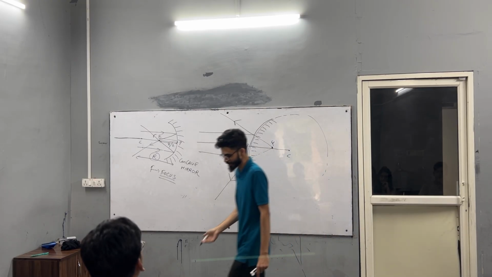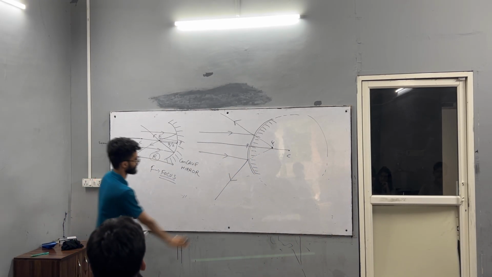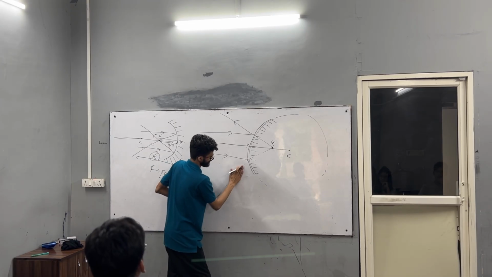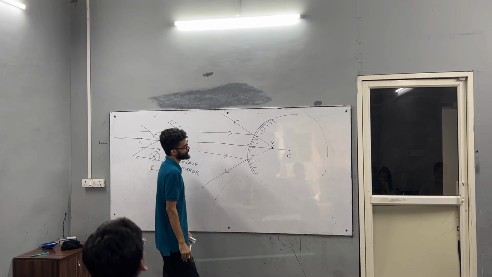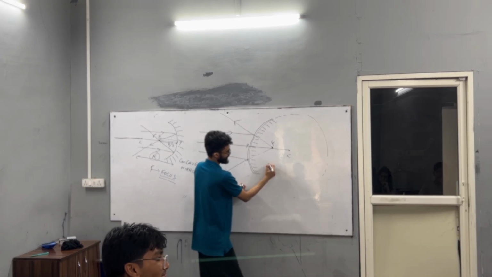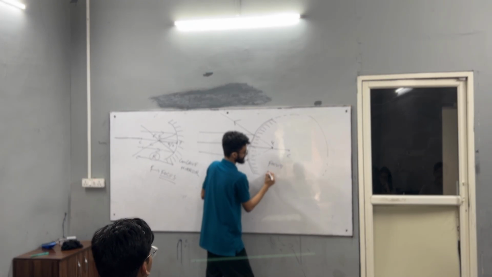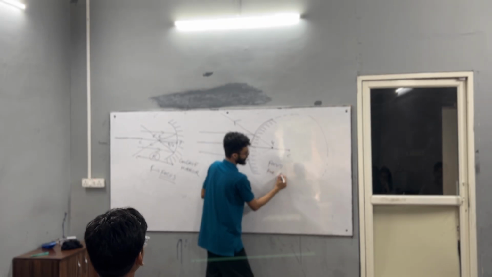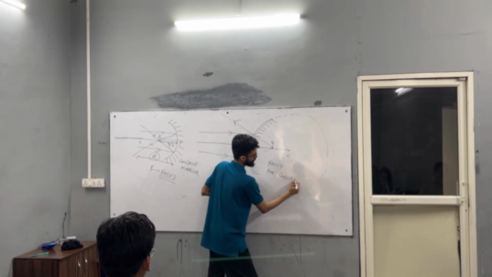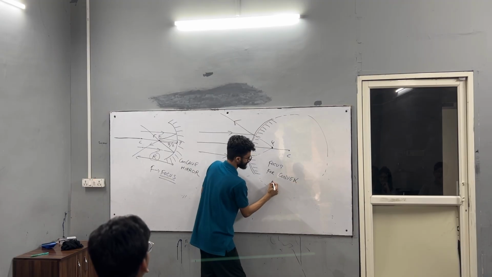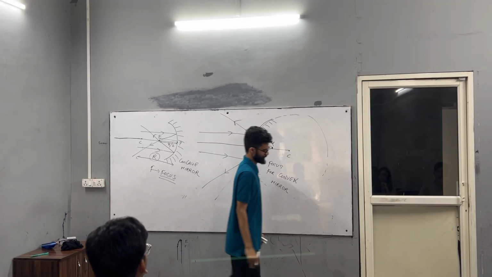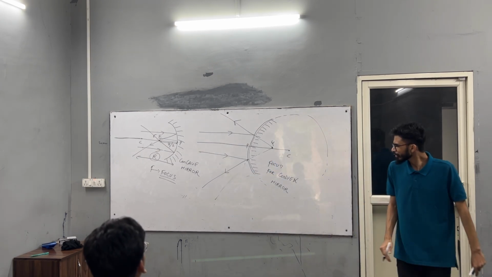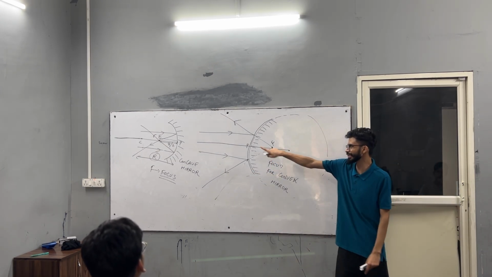अभी diagram थोड़ा सा, so this is my focus for convex mirror. So what's the difference between this focus and that focus?